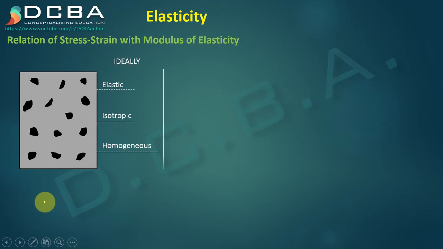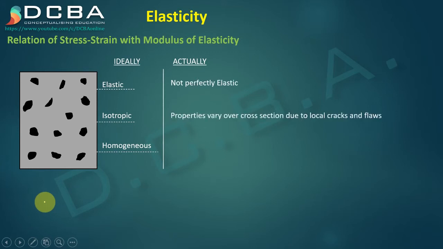But in reality it is not perfectly elastic, it is not isotropic, because properties will vary across the cross section because of the cracks that are there, micro cracks which are produced in the body of the concrete. We also call them flaws. And third, it is not always homogeneous, because many a times there is segregation of aggregates. Aggregates tend to separate from the cement paste, so we cannot call it perfectly homogeneous as well.